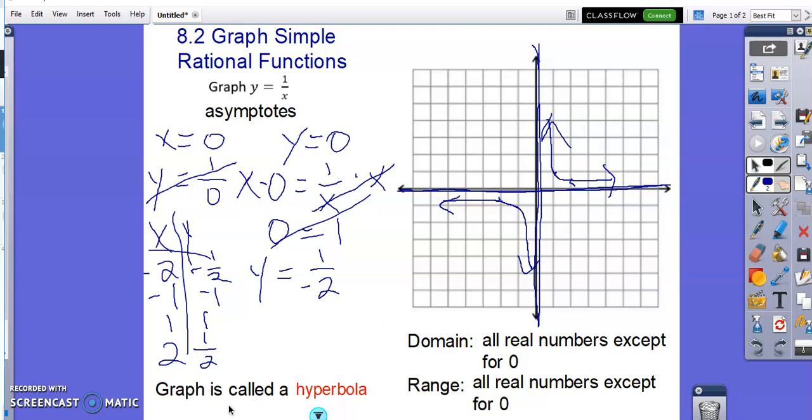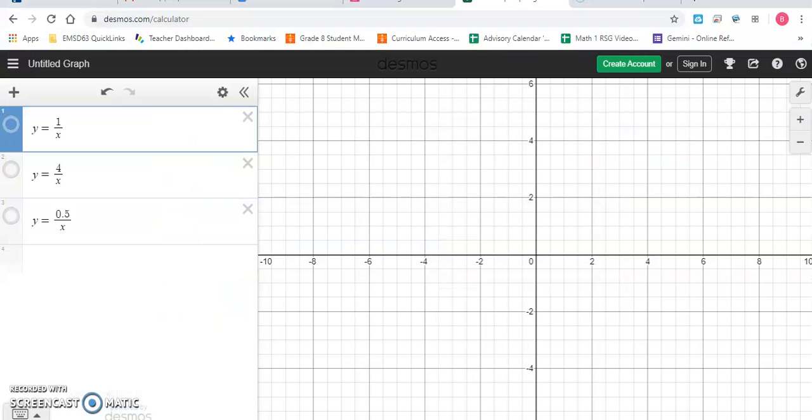And so we'll take a quick look over here at Desmos. And there's that parent function, y equals 1 over x. And there's a much cleaner looking version of that graph, much better than the one that I just drew. So we want to take a quick look here using the speed and efficiency of Desmos at a couple other rational functions like y equals 4 over x.